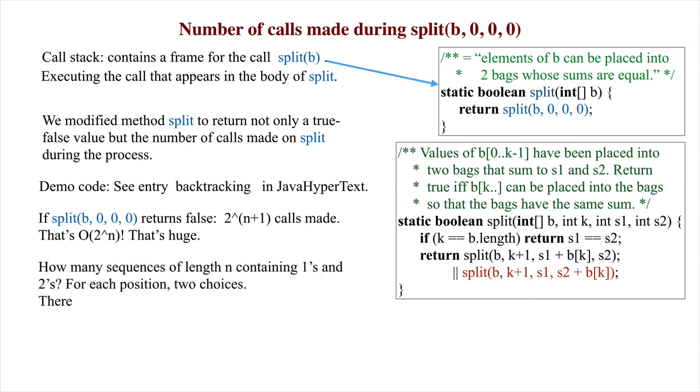We could have predicted this. Each value can be placed in bag 1 or bag 2. There are 2 to the power n sequences of 1s and 2s of length n, and each has to be tested by split.